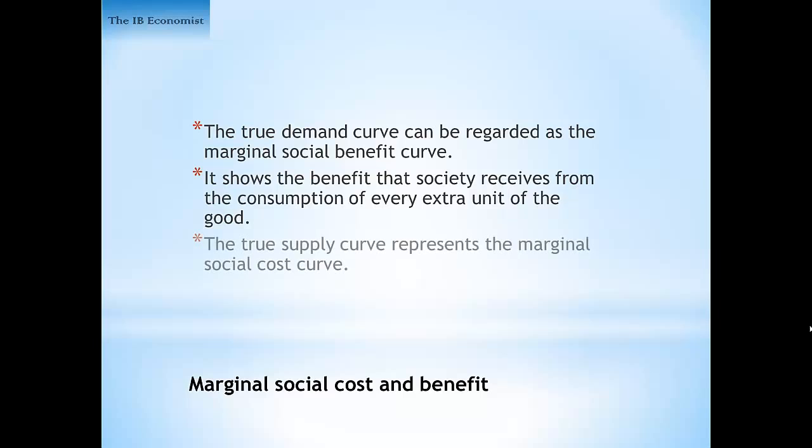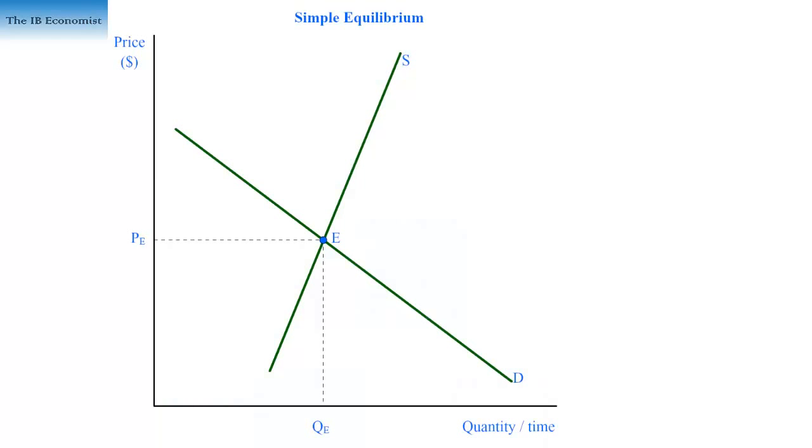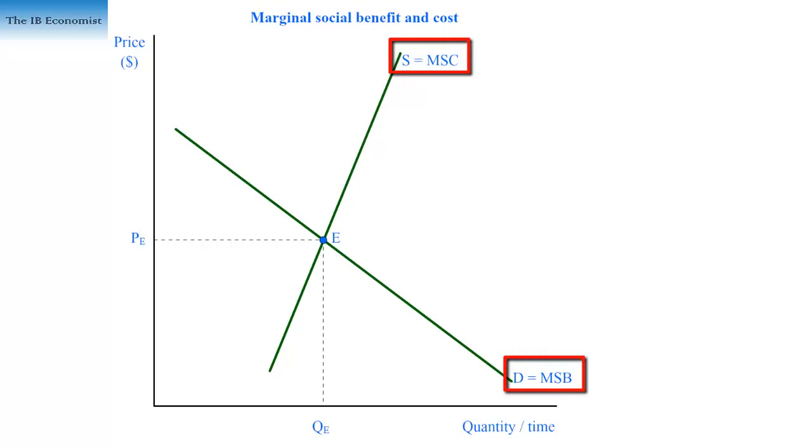Following a similar analysis, we can call the true supply curve the marginal social cost curve. This time it would mean that this curve will illustrate the cost to society of producing that one extra unit of output. Let's have a look at a graphical illustration. This is the point where we were before. Supply equals demand at equilibrium. Now imagine that instead of supply and demand, we have the marginal social cost and the marginal social benefit.